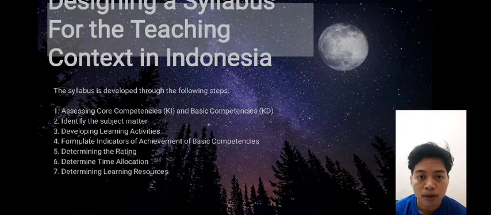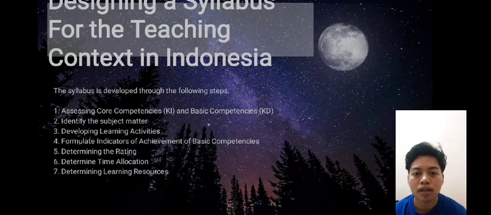6. Determine time allocation. Determination of time allocation for each basic competency is based on the number of effective weeks and time allocation of the subject per week, by considering the number of basic competencies, breadth, depth, level of difficulty, and level of importance of basic competencies. The time allocation listed in the syllabus is an estimate of the average time to master the basic competency needed by various students.